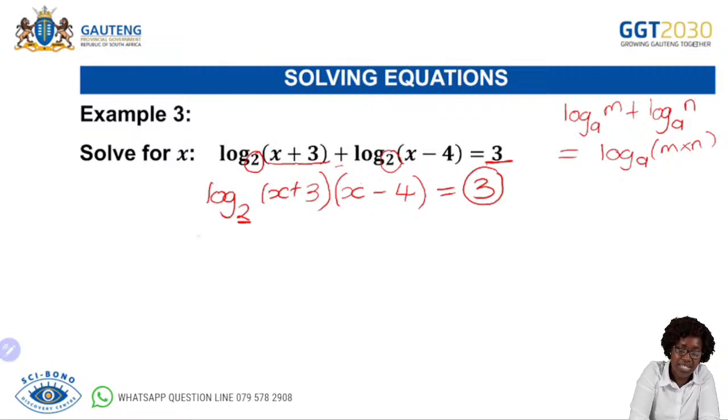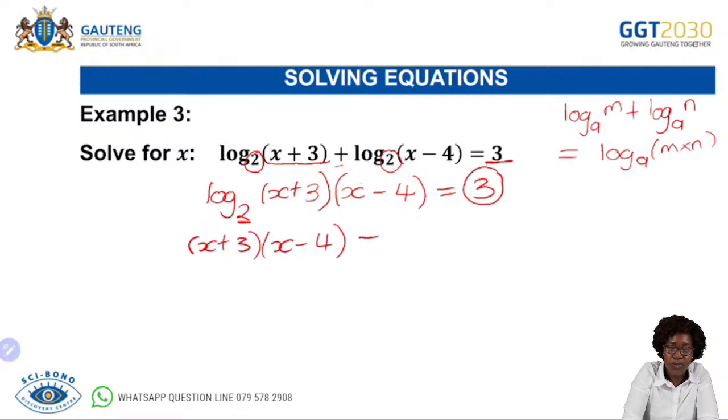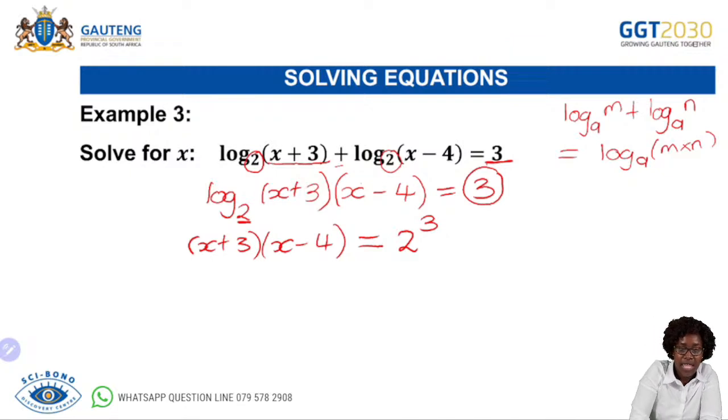So I'm going to write here (x + 3) multiplied by (x − 4). This will be equal to, remember, the base of your log, and we raise it to exponent 3. Then moving forward, we are going to solve this equation by first simplifying the brackets on the left-hand side.